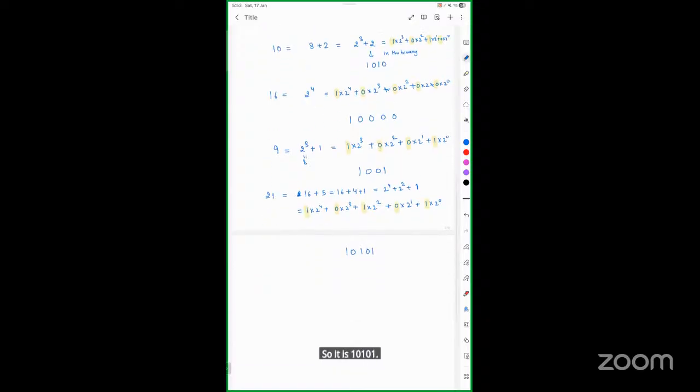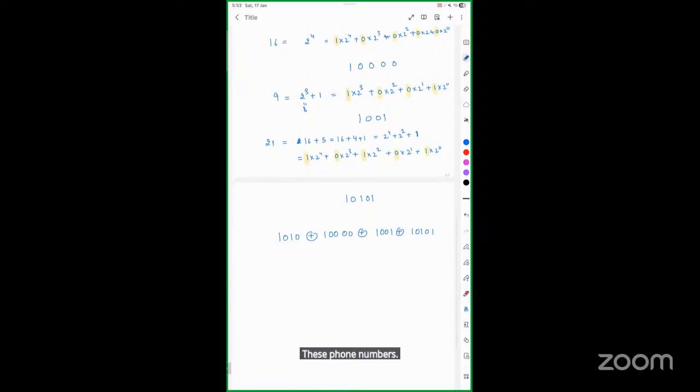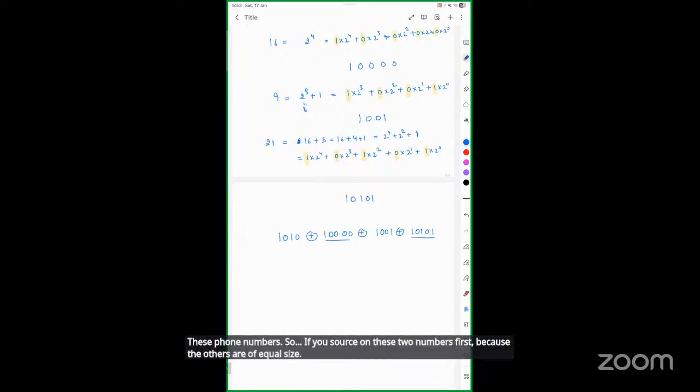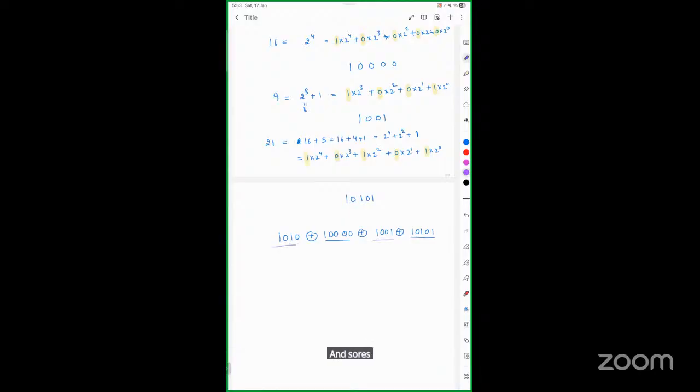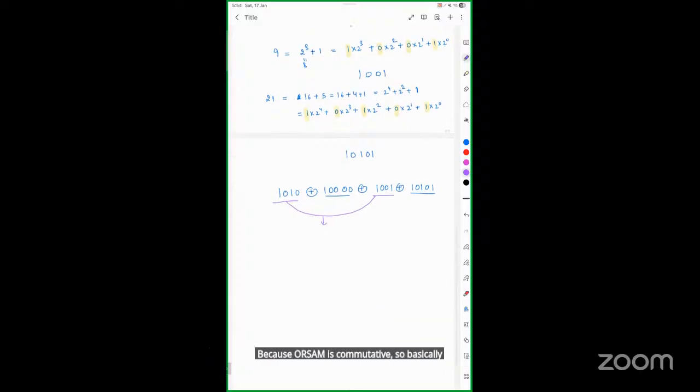Now, if you XOR sum these four numbers, so if you XOR sum these two numbers first, because these are of equal size, and XOR sum these two numbers, these two numbers will give you, because XOR sum is commutative, so basically you can interchange them.